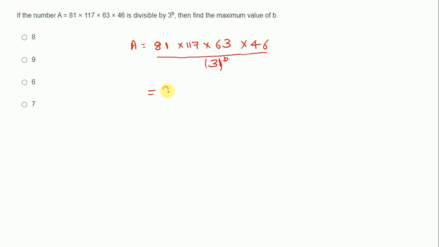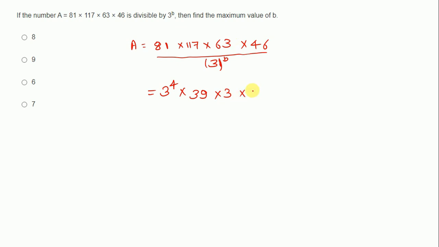We can write it as 3 raised to power 4, because 3 raised to power 3 is equal to 27, into 3 is equal to 81. So we are writing 81 as 3 raised to power 4. Now 117, is it divisible by 3? 1 plus 1 plus 7 is 9. Yes, it is divisible by 3, and it will go 39 times into 3.